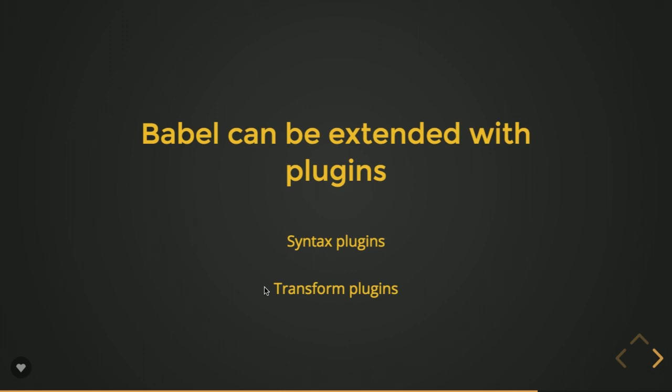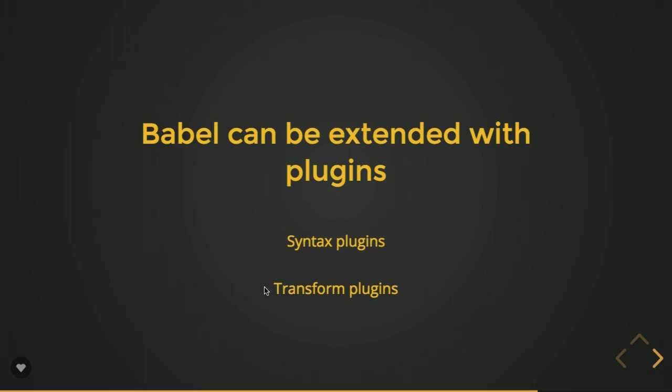And as I said before, Babel is a compiler that was designed specifically to be extensible with plugins. And there's two kinds of plugins, one for syntax and one for transformations. Syntax plugins being extensions to the parser component of Babel, and transform plugins helping the transformer do its thing. And each transform plugin implicitly invokes the corresponding syntax plugin.